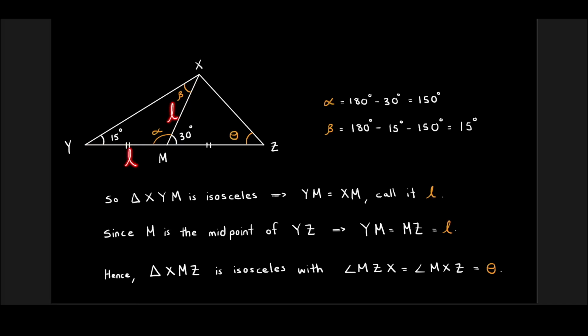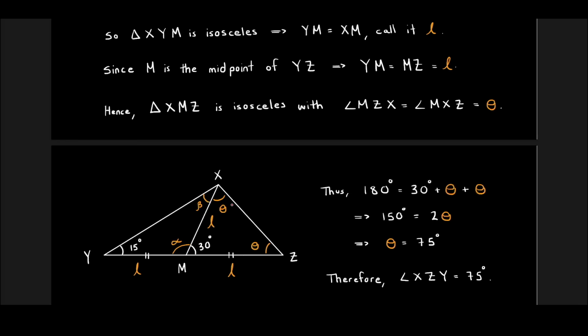Okay. Now we also know that M is the midpoint of YZ. That is, it splits this line segment into two equal halves. So if this one is L, well then this one should also be L. Now, if you take a look at the triangle XMZ, then this must also be isosceles, because this is L and this is L. And so this is very, very nice, because that means that angle MXZ should also be theta. And so this is the trick to solving this problem.